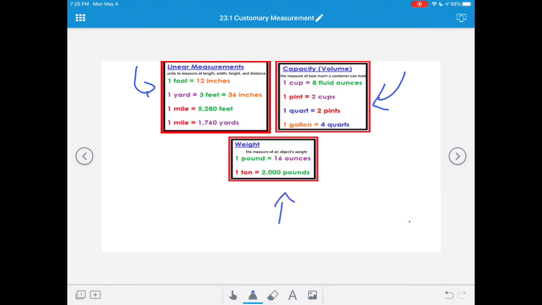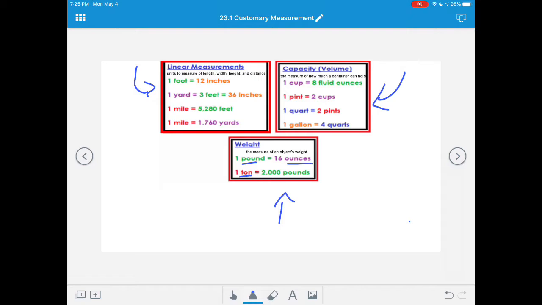And then last, we have units to measure weight. Weight is the measure of an object's weight, how heavy it is. So for the units of measurement for weight in the customary system, we have pounds, ounces, and tons.